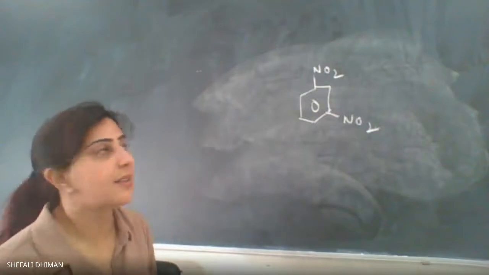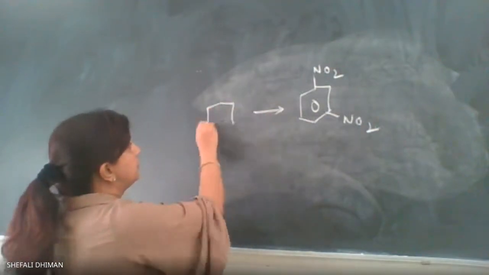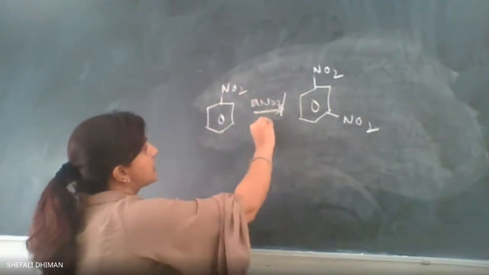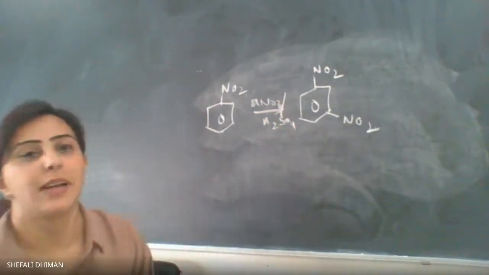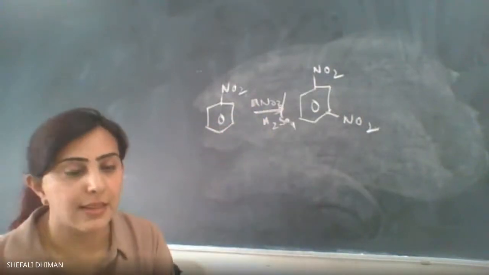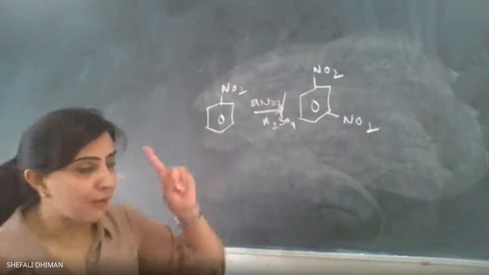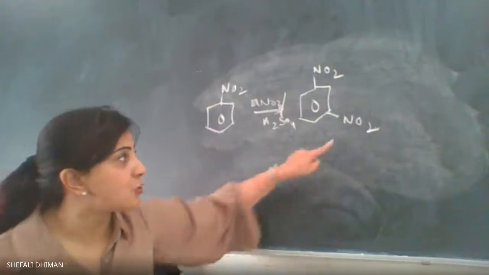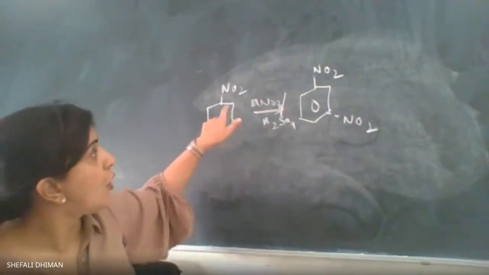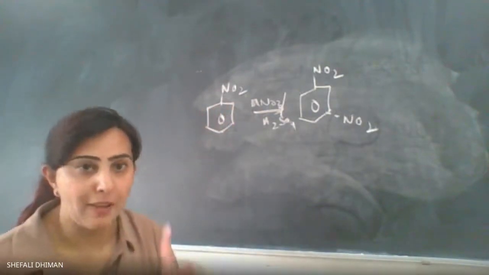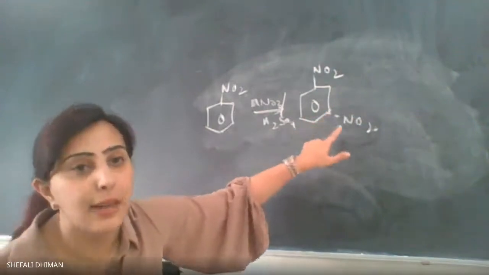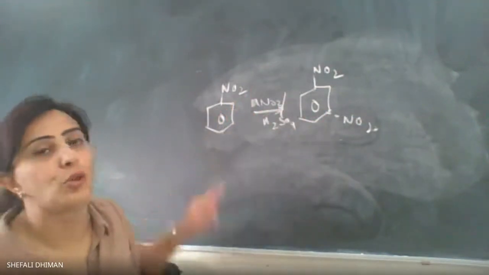How is it made? The starting material is obviously nitrobenzene. So you start with nitrobenzene, carry out its nitration using nitric acid in the presence of sulfuric acid, and you get meta-dinitrobenzene. My first question to the students is, why the second nitro group goes at the third position, at the meta position, not at the second or the fourth position?